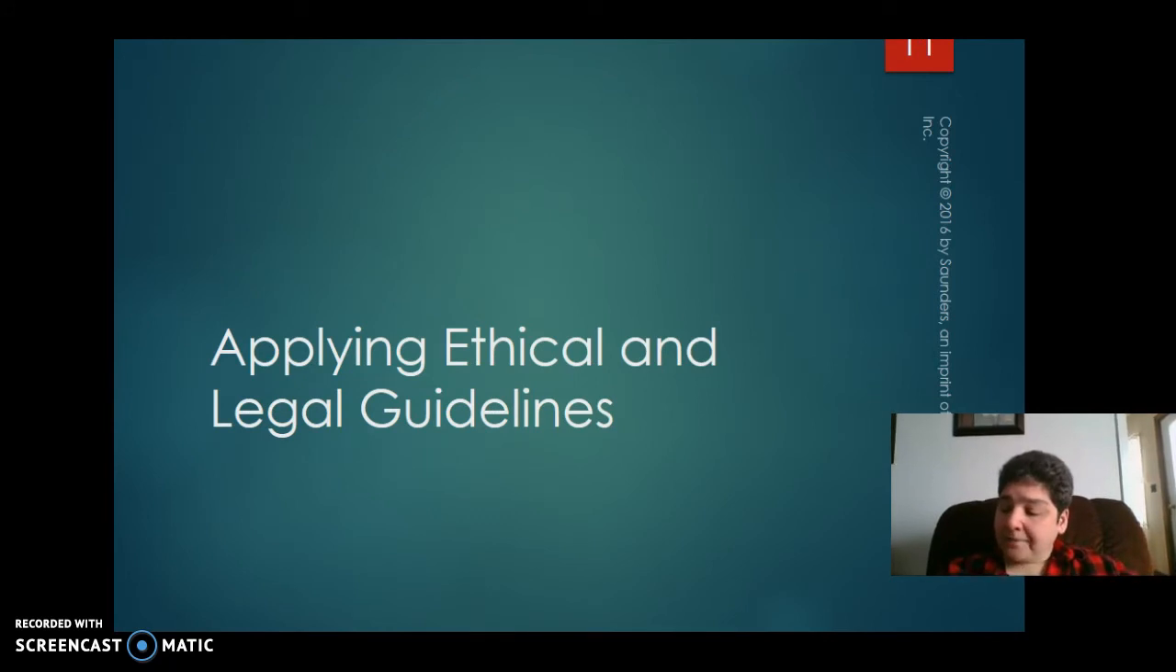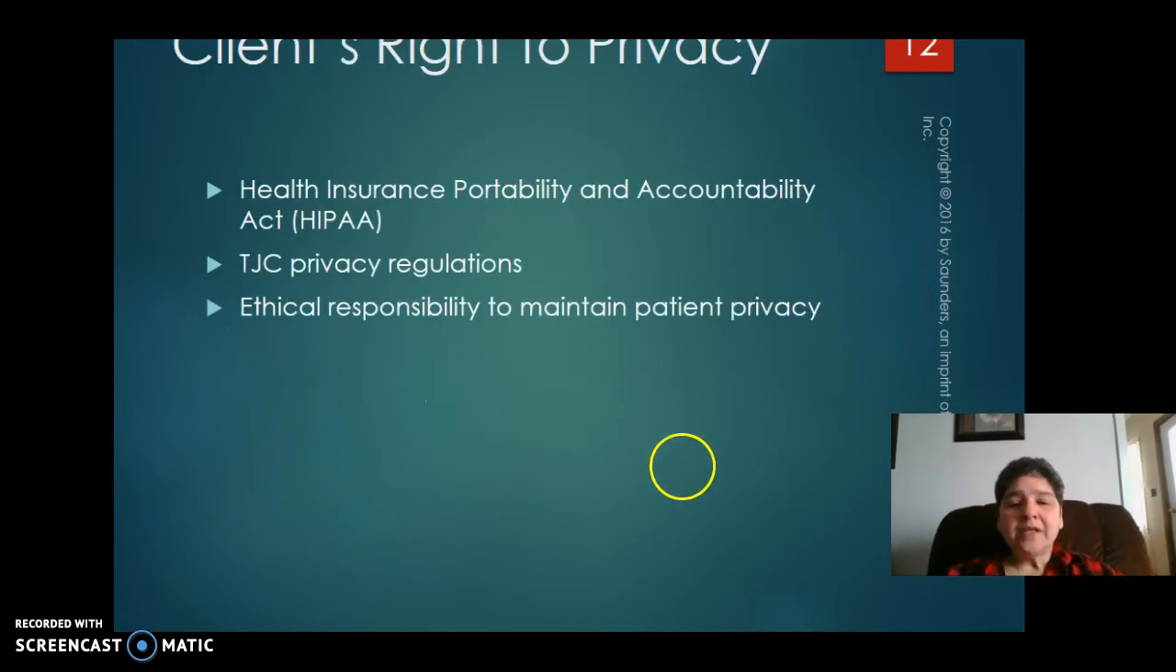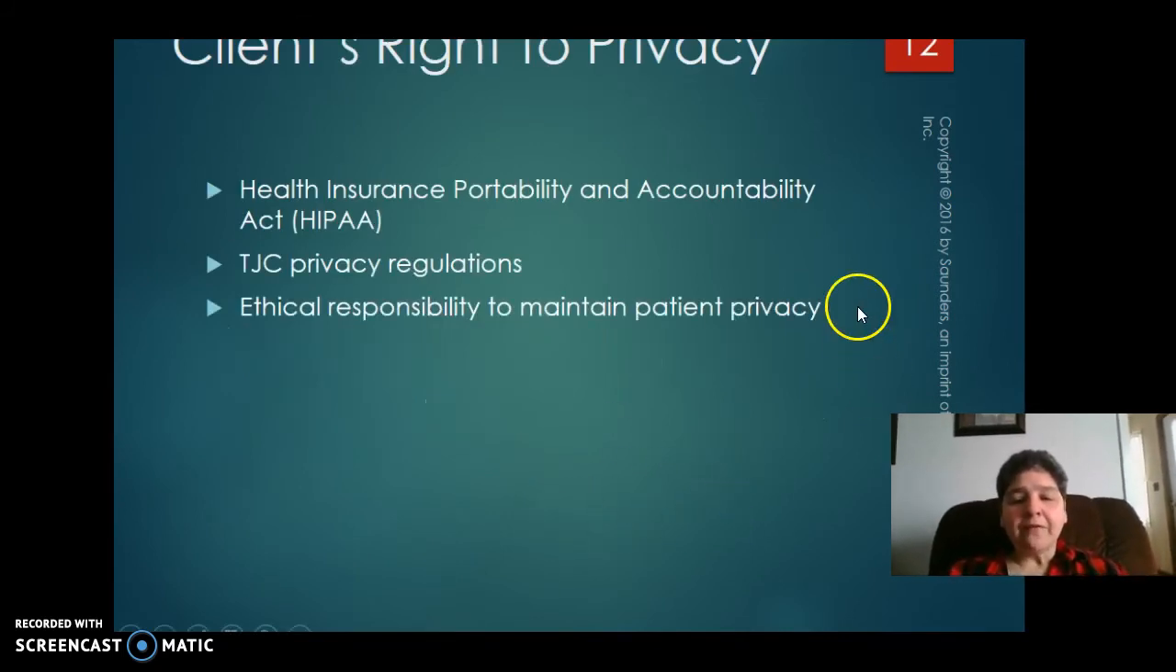All right, applying ethical and legal guidelines. This starts on page 35. These are pretty simple ones. The client's right to privacy. HIPAA really reflects everything with that. I don't think we need to go into that too much because you've had that. The Joint Commission also has privacy regulations. And then, of course, we have an ethical responsibility to maintain patient privacy.